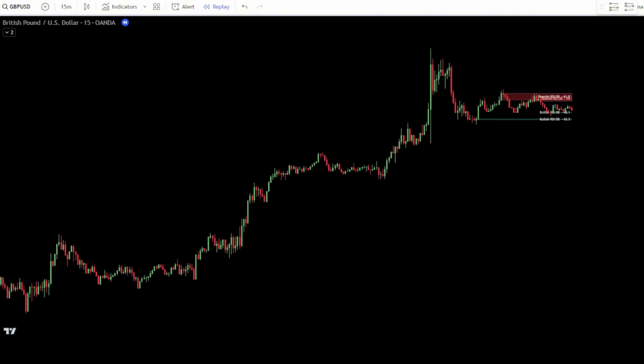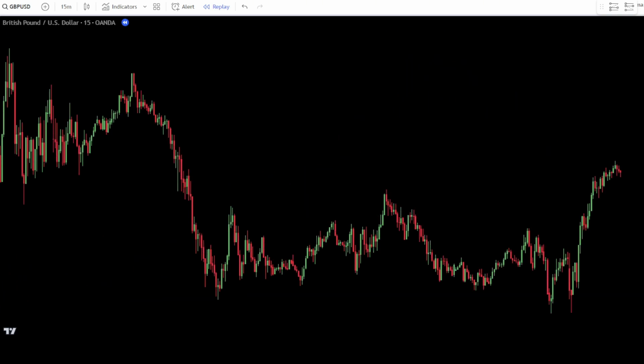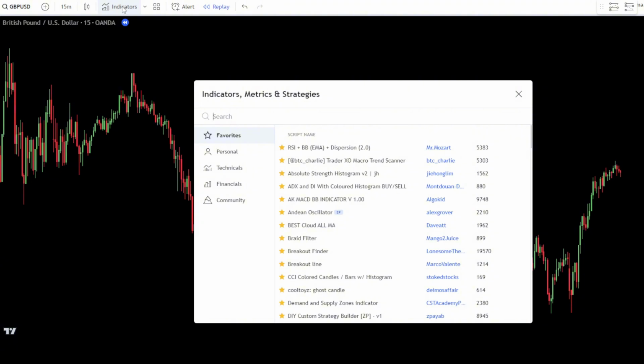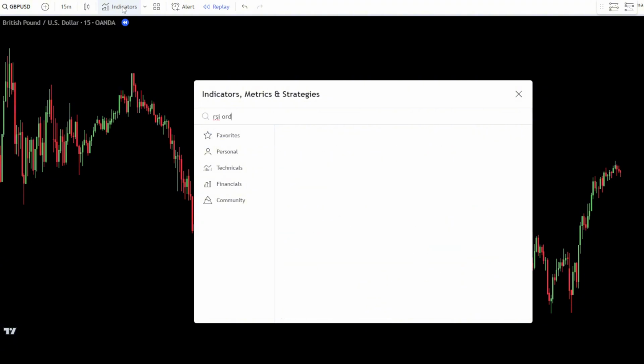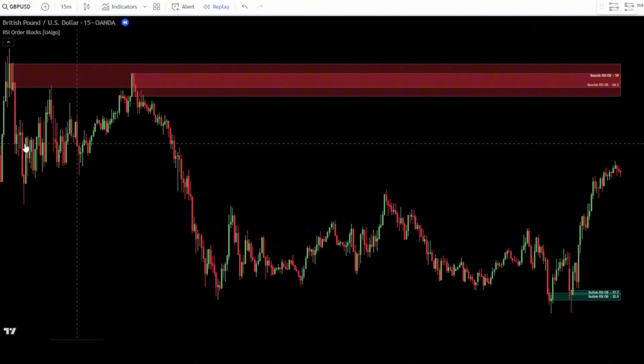To use this trading strategy, you can start by opening TradingView. Then, go to the Indicator Search tab. Type in RSI order blocks in the search bar. Next, select the RSI order blocks indicator by UAlgo. For this indicator, just leave it on the default settings.